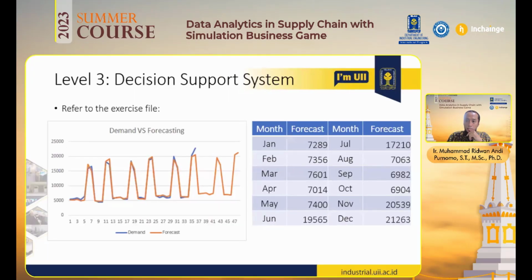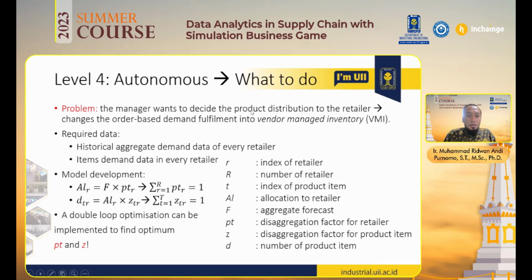Okay. Then level 4, autonomous. We can continue to have level 4 of data analytics. What to do? After we predict the demand in the future, then what to do? The manager wants to design the product distribution. After the manager can predict the demand in the future, then the manager wants to know how to distribute those products to every retailer. So here it is like disaggregation.